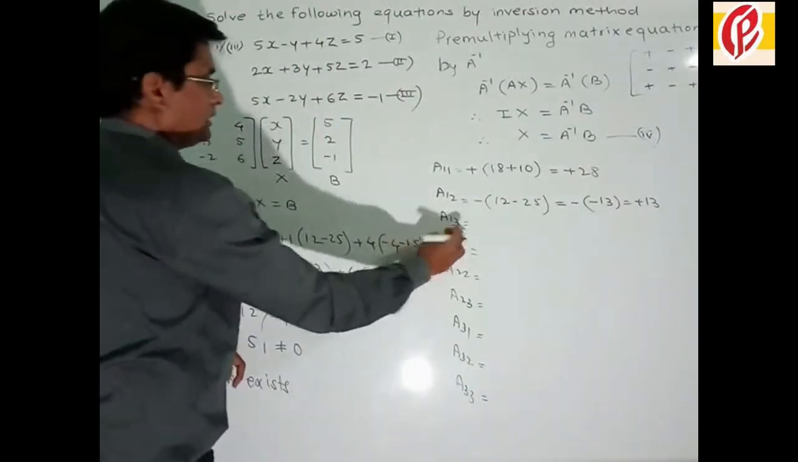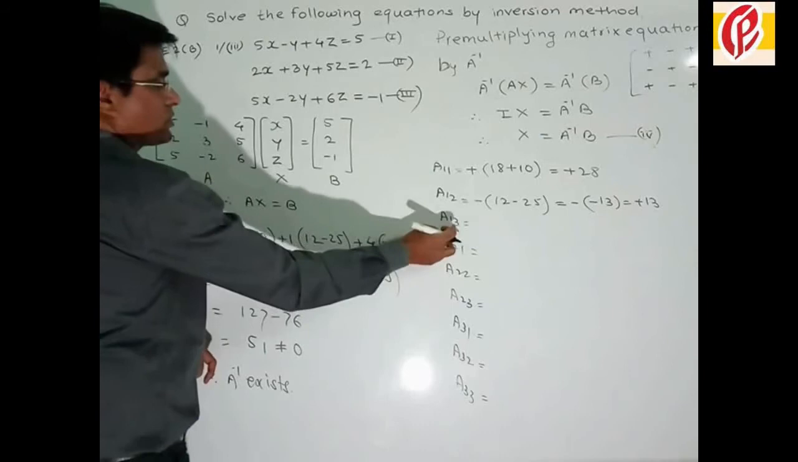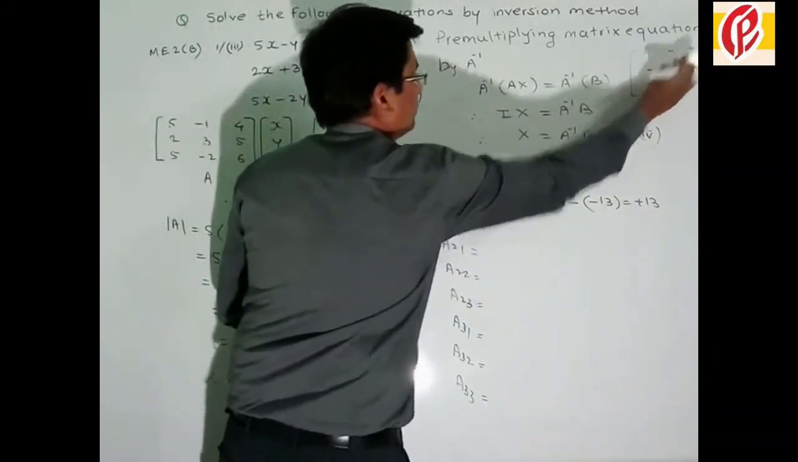Then A13 means first row, third column. First row, third column, that sign is plus.